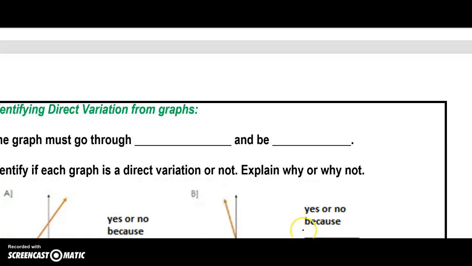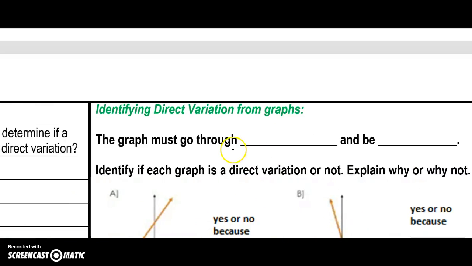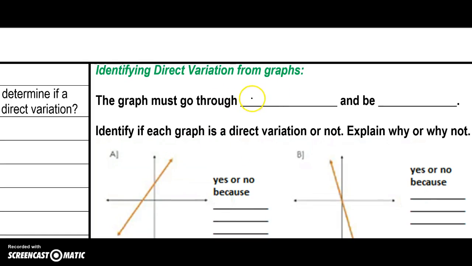All right, let's go to this next one. Good job, not bad. Okay, so the graph must go through the origin.